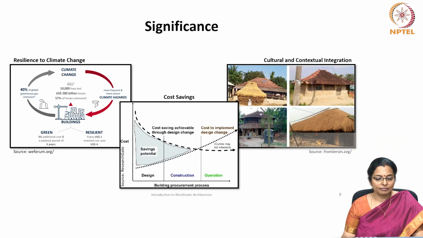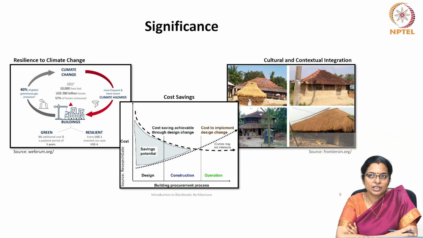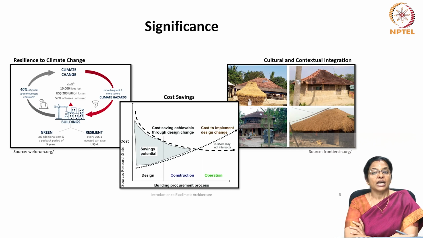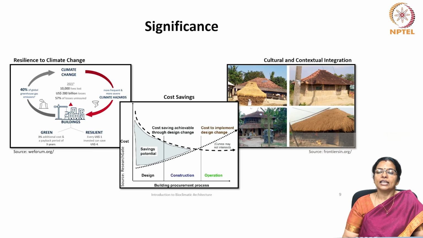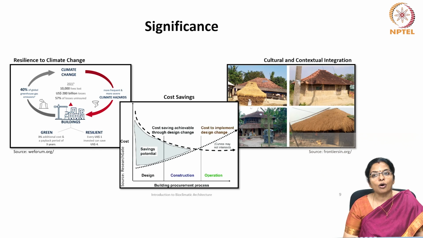The other significance include resilience to climate change. So, with the increasing challenges posed by climate change, bioclimatic architecture offers solutions that can improve resilience to extreme weather events, reduce vulnerability to heat waves or cold spells, and adapt to changing climatic conditions more effectively than traditional building designs. The fifth significance is the cost savings. Over the long term, bioclimatic buildings can save significant costs related to energy bills, maintenance, and upgrades. While initial construction cost might be significantly higher due to specialized design features, the ongoing savings and benefits will outweigh these expenses. The next significance is the cultural and contextual integration.